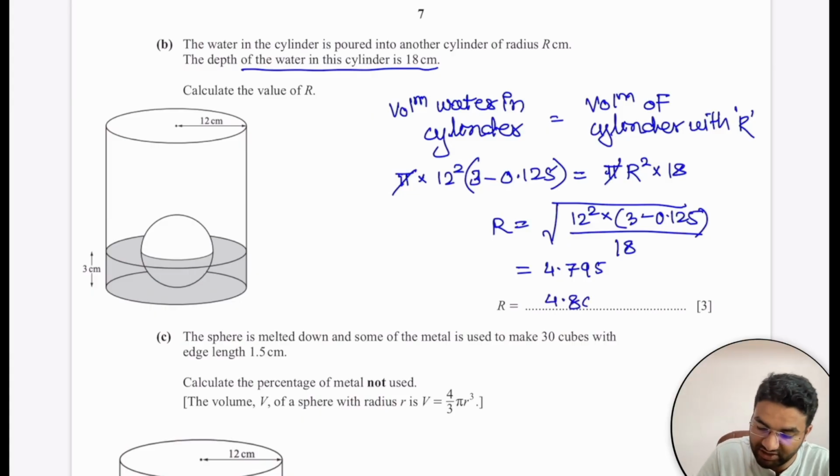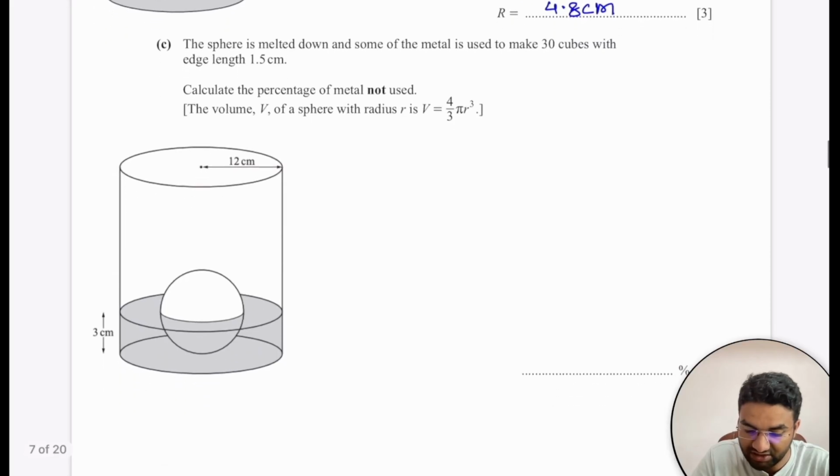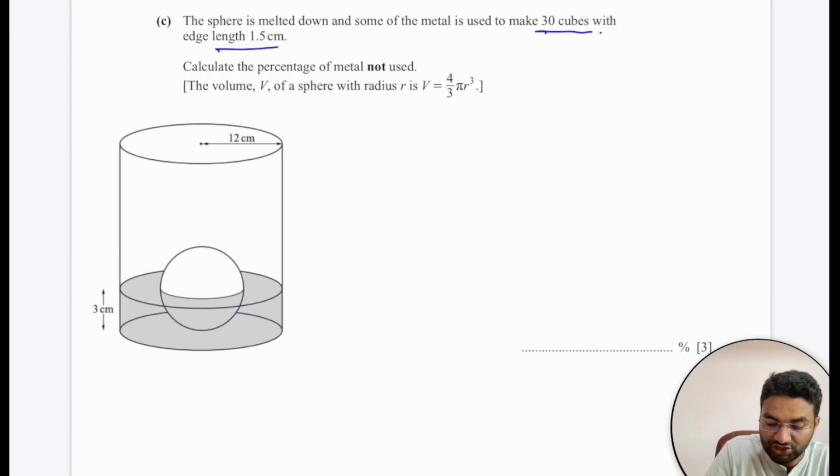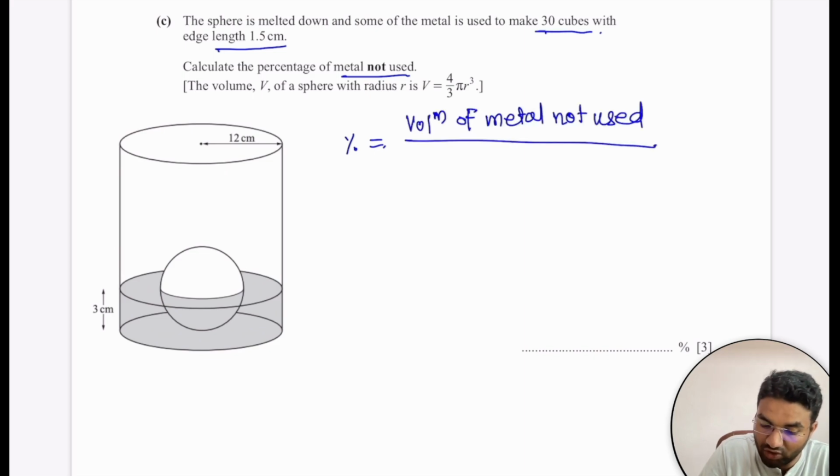Then centimeter. Then next, the sphere is melted down, and some of the metal is used to make 30 cubes with edge length 1.5 centimeters. Calculate the percentage of metal not used. So to calculate the percentage, we have to arrange the formula in terms of the volume of metal not used divided by the volume of the sphere times 100.